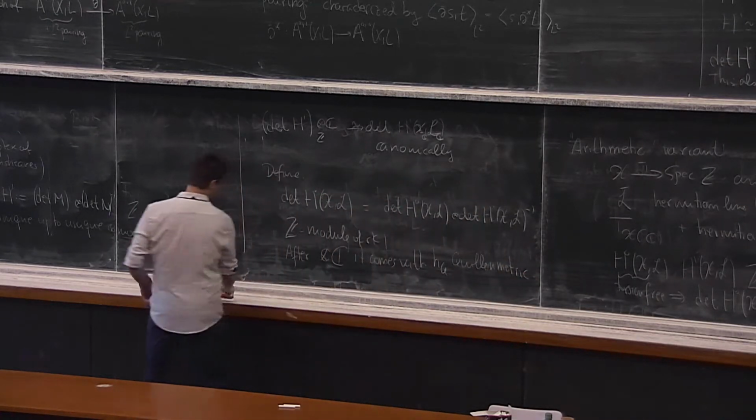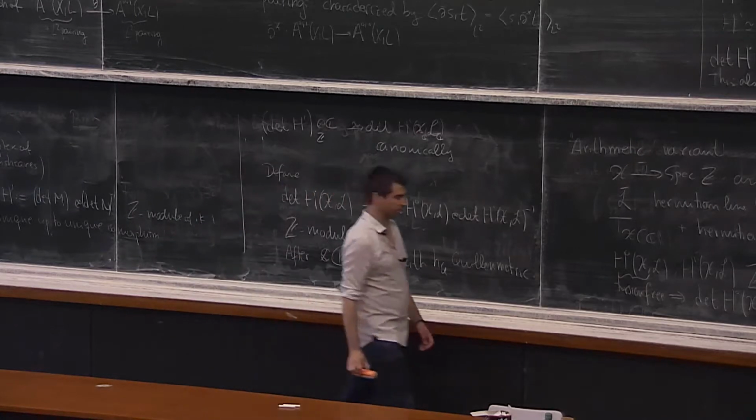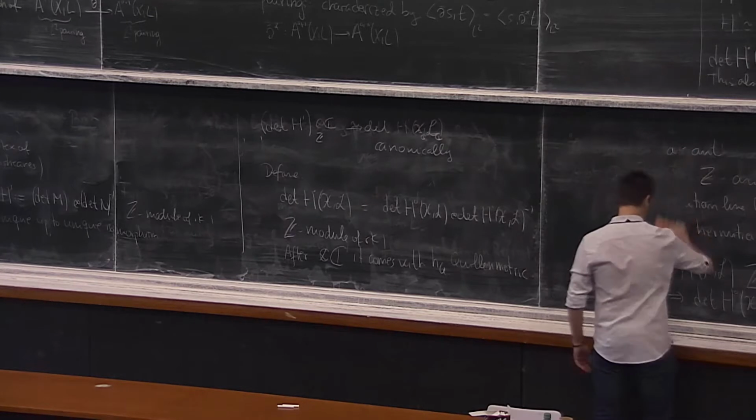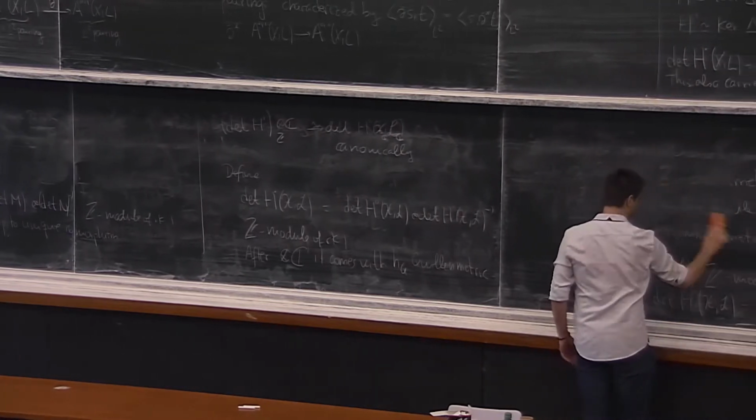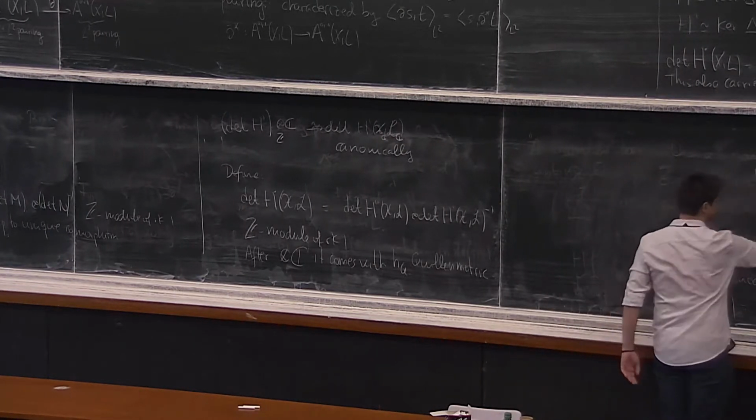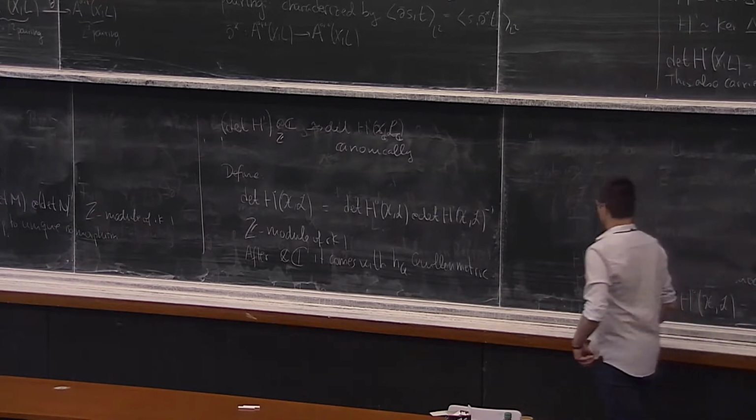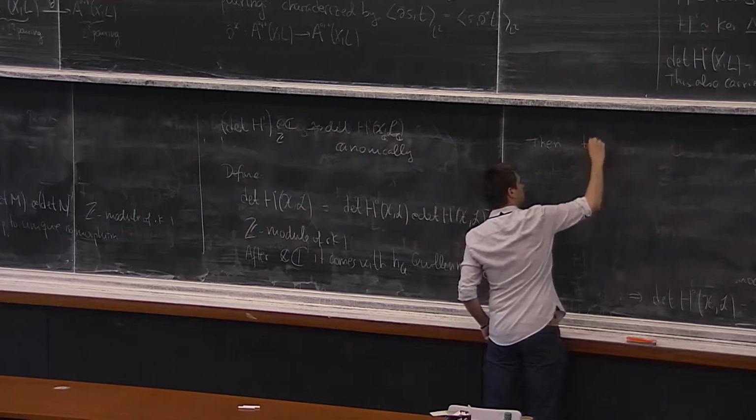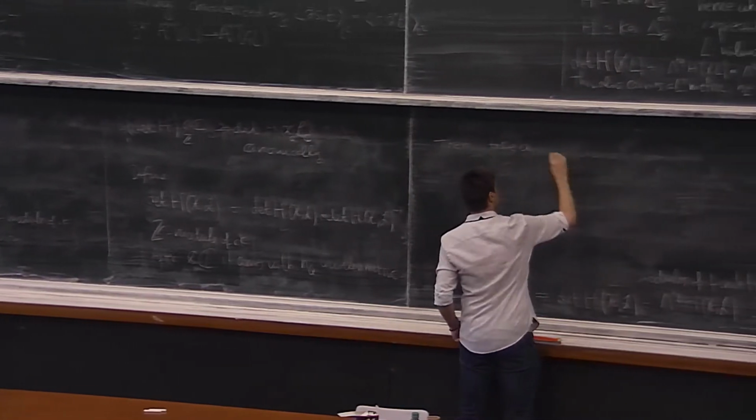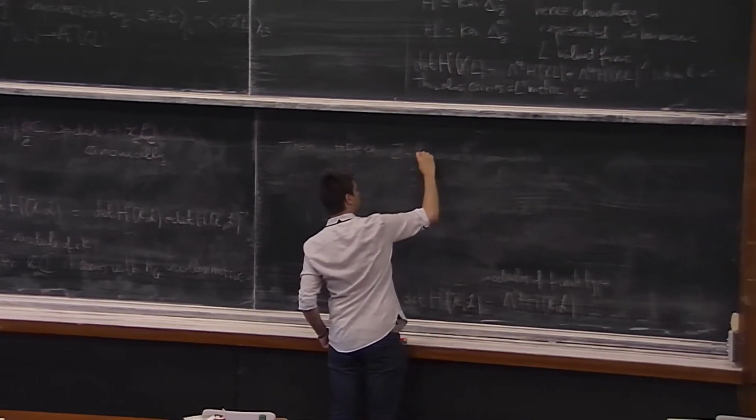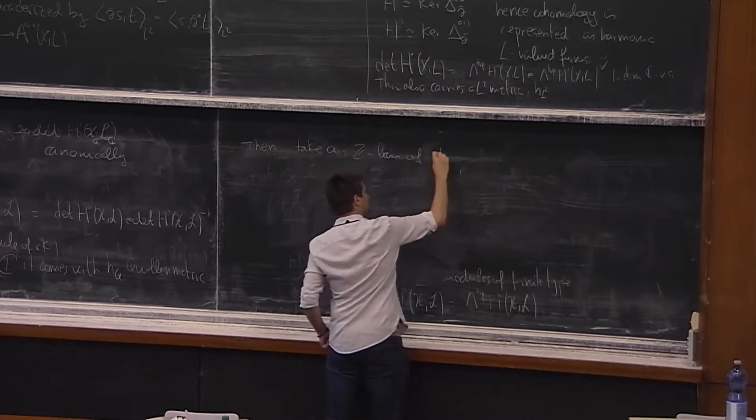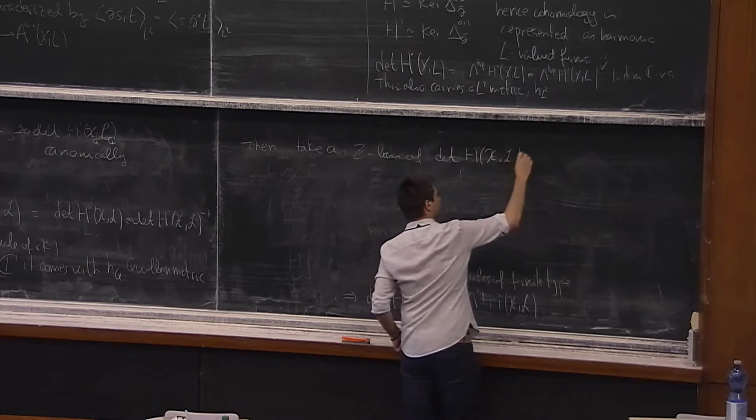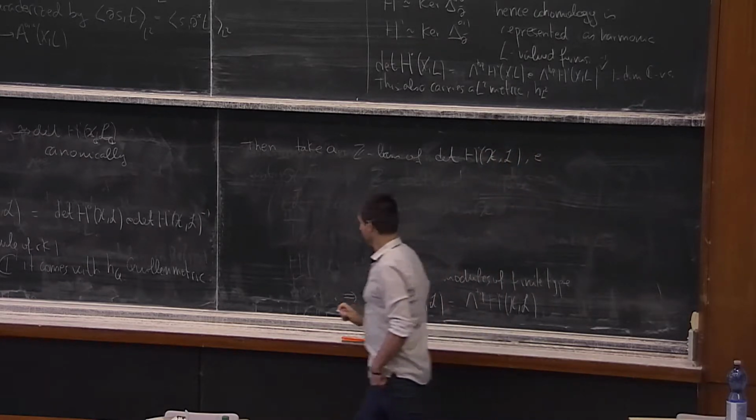And now from this structure of Z-module of rank 1 and the Hermitian metric, we can define a number which is the arithmetic degree. So we already saw this several times. So then take a Z-basis of the determinant of the cohomology, call it E. It's unique up to sign.